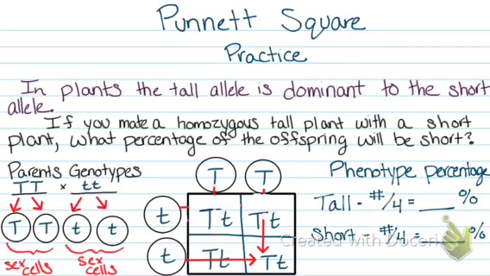So it just so happens in this example, when both parents are homozygous, all of the offspring end up being the same. Because all of the offspring have a capital T, all of the offspring are tall. 4 out of 4 offspring are tall. This would be 100%. 0 out of 4 offspring are short. 0%.